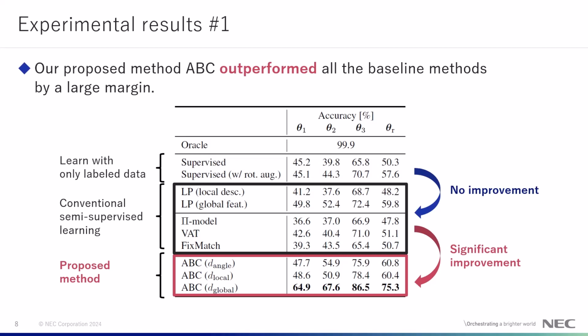To see this result, conventional semi-supervised methods, including FixMatch, struggled with this dataset and even failed to beat supervised learning, depending on the camera angle of the labeled image. On the other hand, our proposed method ABC outperformed all the baseline methods by a large margin. This indicates that the proposed method is effective in our scenario.